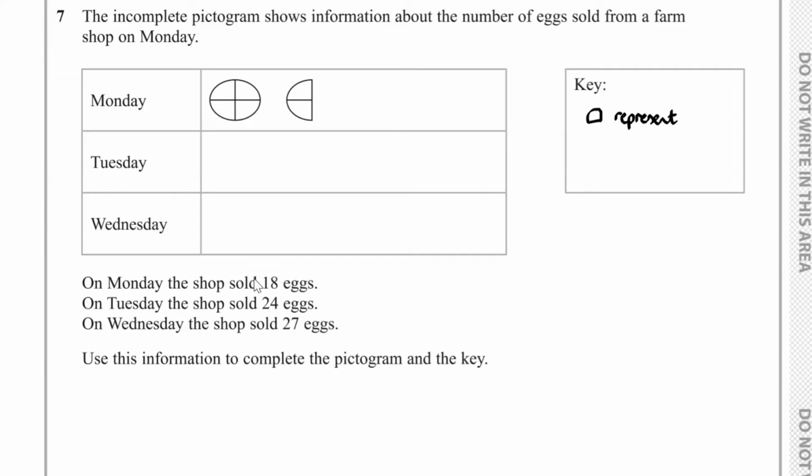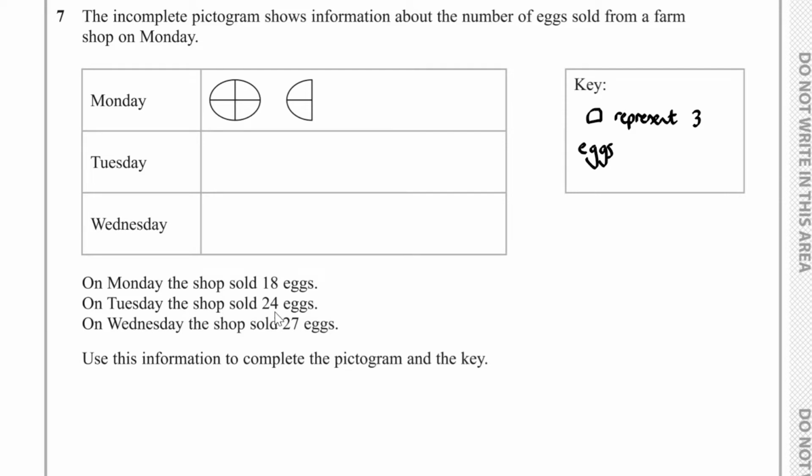18 divided by 6, which is 3. Okay, so we have 3 each, and that makes sense. 3, 6, 9, 12, 15, 18. Of course, we can extend this to complete the pictogram.